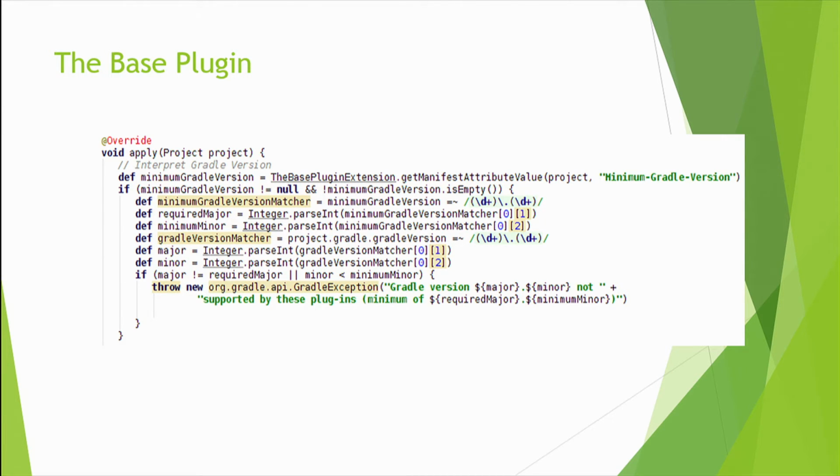So to clarify, each of the Gradle plugins we had compiled with a specific version of Gradle. And this check right here at the base plugin is to ensure that the project that we're applying it to is running the specific version of Gradle the plugin needs. Otherwise, the apply will do nothing.